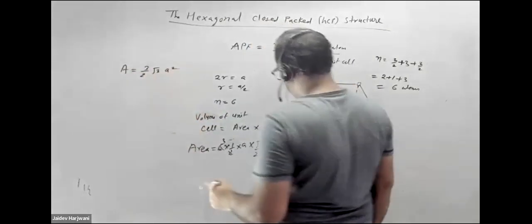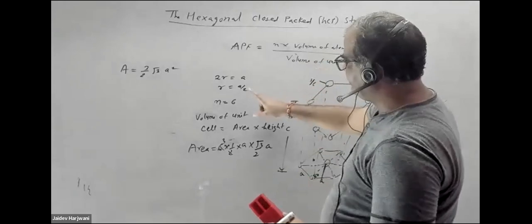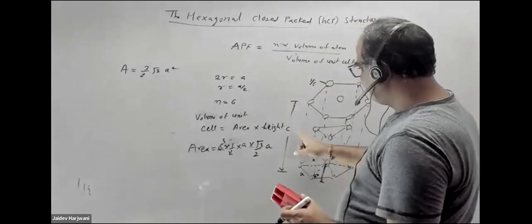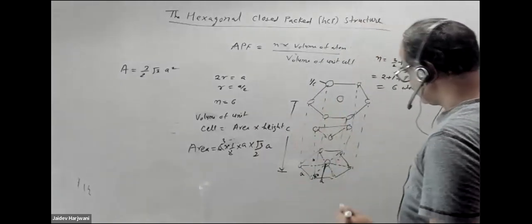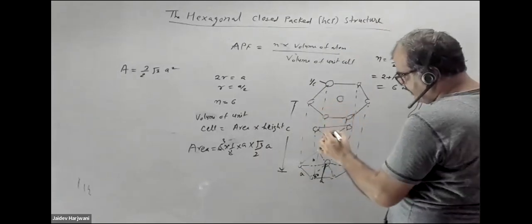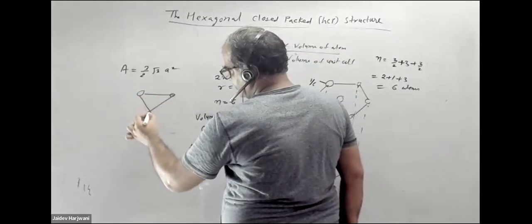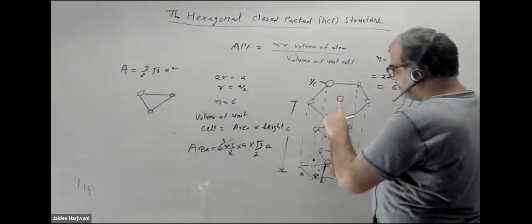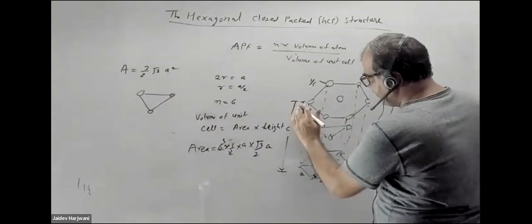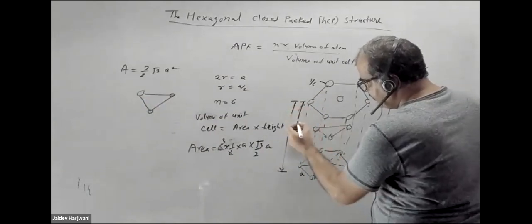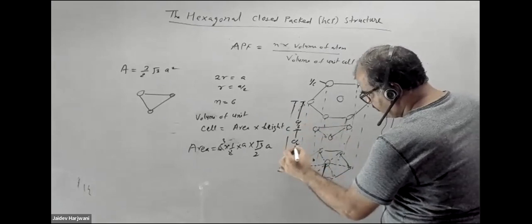This is my area. Now I need to calculate the C. I can only write my volume in terms of A, so I need to bring this C in terms of A. How to bring this C in terms of A? You can see this atom, this triangle, and this top atom. This layer is at c/2 distance, this layer is in the middle. So from the top this is c/2, and this is c/2.